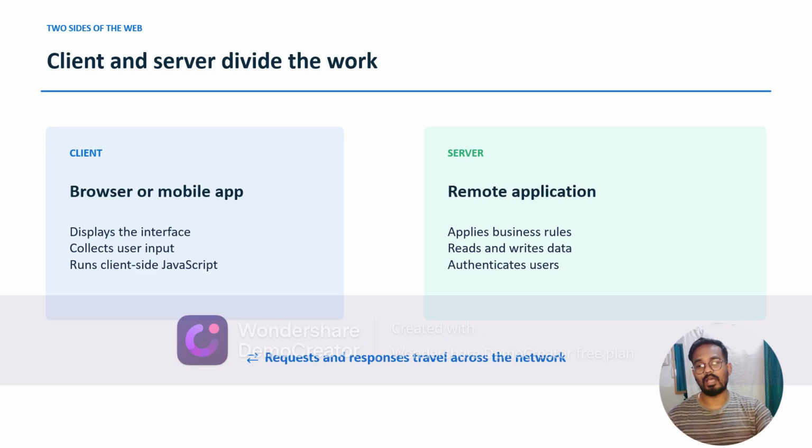The server can apply business rules, authenticate the user, communicate with the database, and determine what should happen next. So, a very simple way to remember this is: client is where the user interacts, and server is where server-side processing happens. And these two communicate over a network. So this is the part where we distinguish who is the client and who is the server.